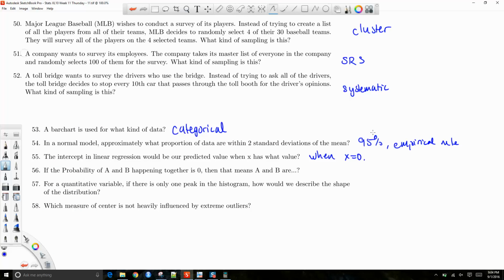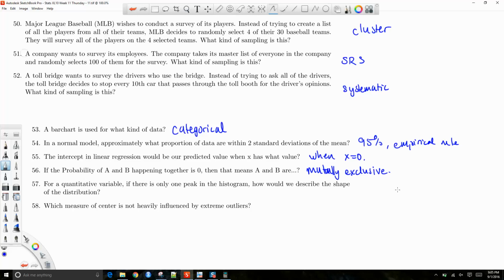If the probability of A and B happening together is 0, that means A and B are mutually exclusive. What does it mean for A and B to be independent? They don't affect each other, but they could happen together. Yeah, they almost certainly could happen together.